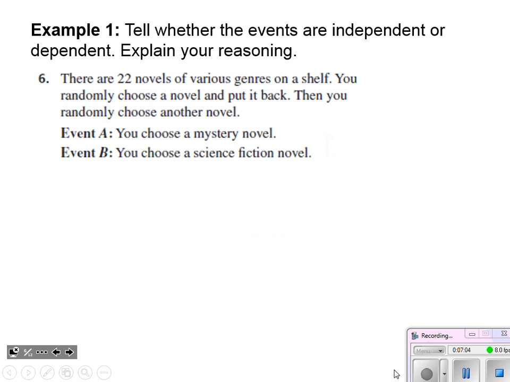Number 6, here we've got 22 novels on a shelf. Okay, maybe the titles or the genres have all been obscured. You randomly choose a novel, then put it back. Then you randomly choose another one. Okay, so the put it back, that's a key point of this problem. They are replacing that book on the shelf. So event A, you choose a mystery novel. Event B, you choose a science fiction novel. Well, those are going to be independent events again.